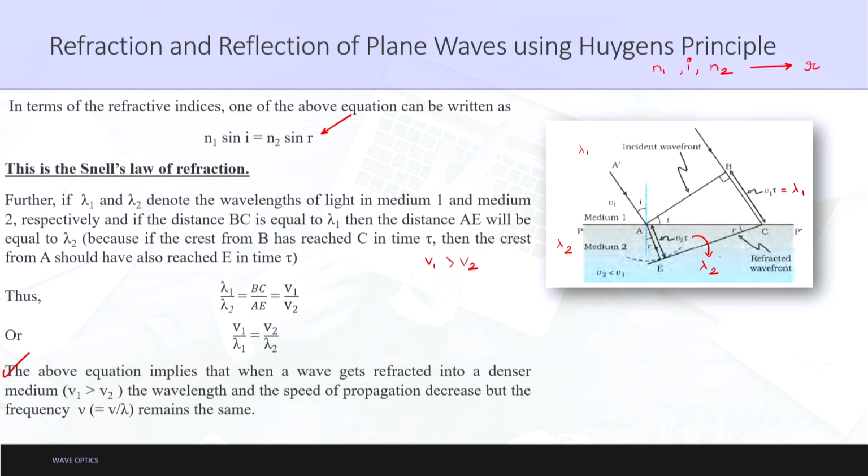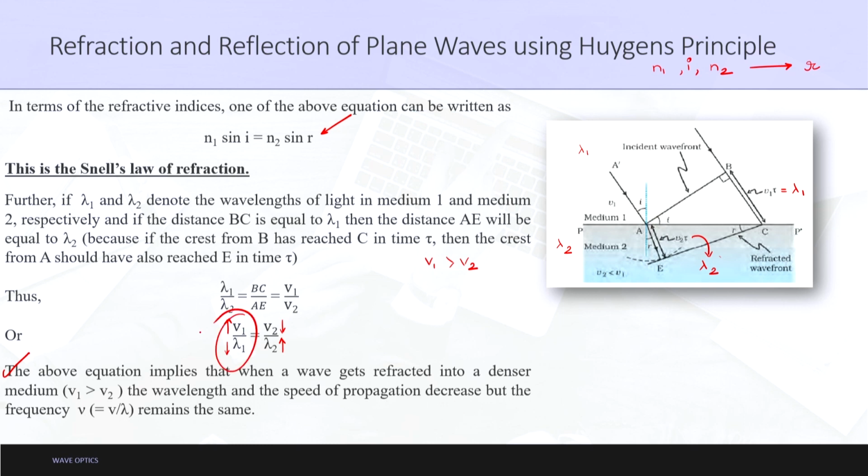What it is saying is, let us say V1 is greater than V2, that means this value is higher, this value is lower. That means to make this whole thing constant, the value of lambda 1 should decrease and the value of lambda 2 should increase. This is the first line being written here, that the wavelength and the speed of propagation decrease. So, wavelength decreases and the velocity decreases for the second part, but the frequency remains the same.